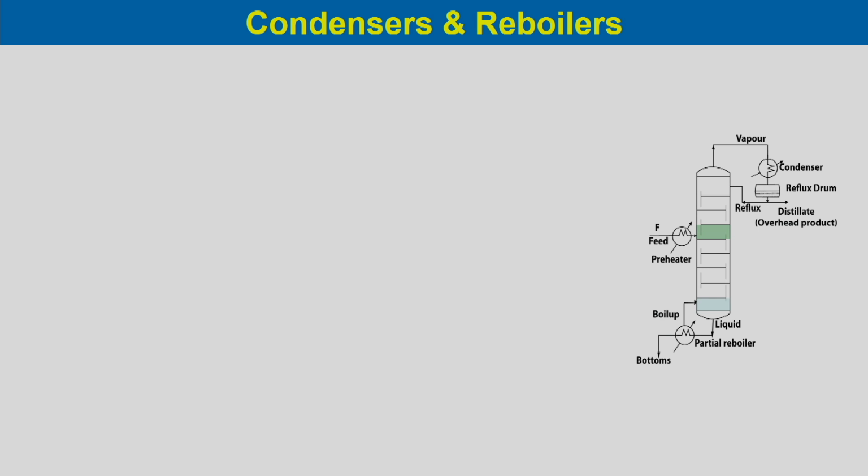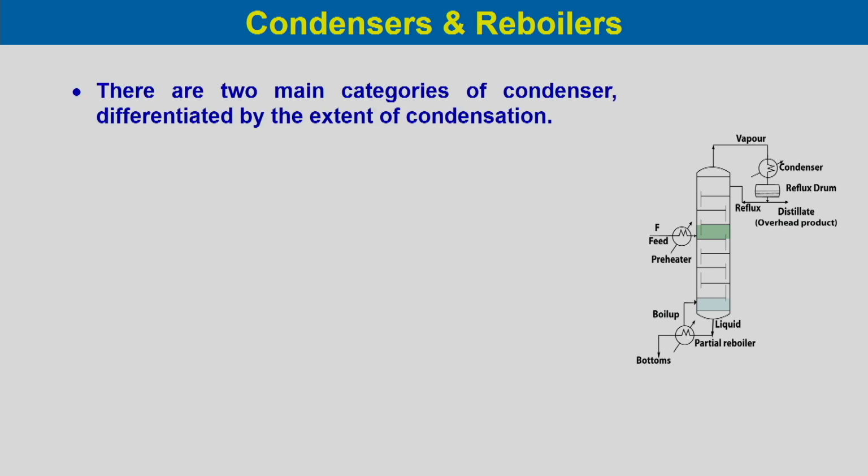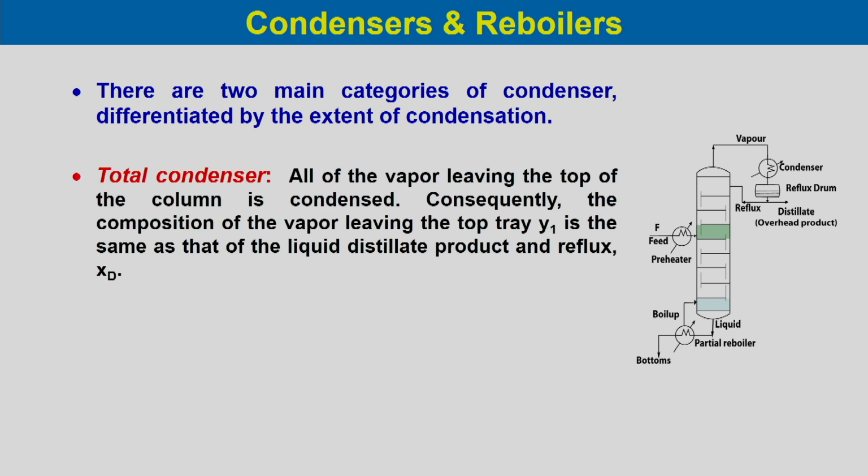Now, we will discuss the condenser and reboiler. There are two main categories of condenser, differentiated by the extent of condensation. As we said, one is the total condenser. In the total condenser, all the vapor leaving the top of the column is condensed. So, the vapor which is coming out over here, if it is a total condenser, is all condensed to the liquid phase.